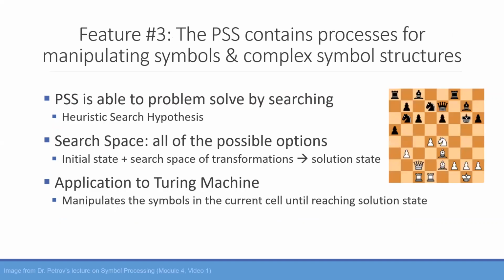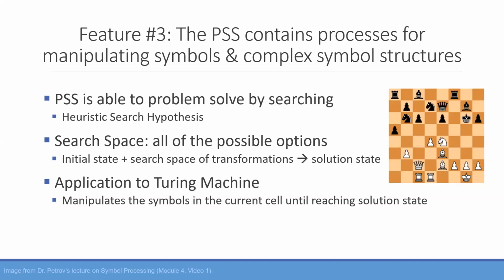The third feature states that the physical symbol system contains processes for manipulating symbols and complex symbol structures. The big idea for this feature comes from the physical symbol system's ability to problem solve by searching. It does this through the heuristic search hypothesis. So basically what happens is the system modifies symbol structures until it reaches a solution.